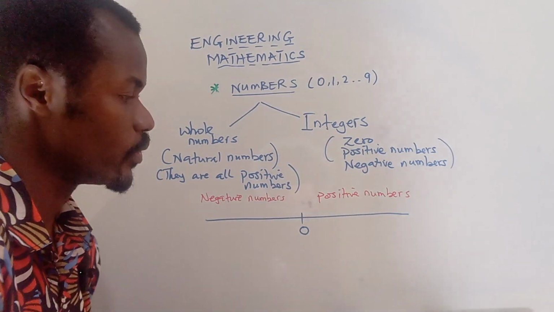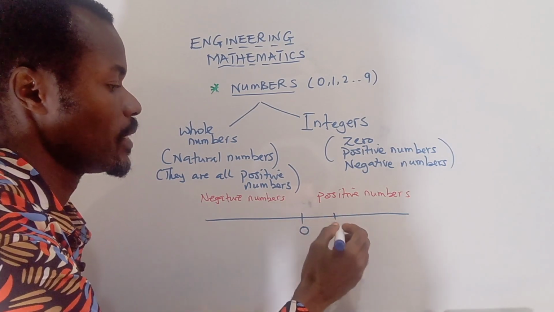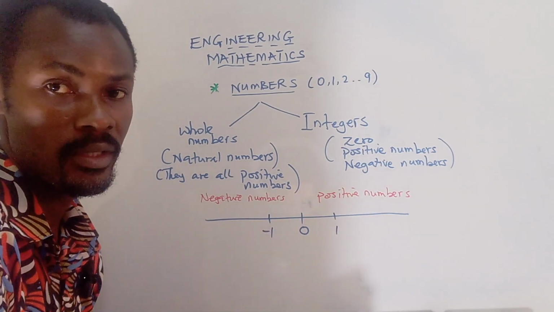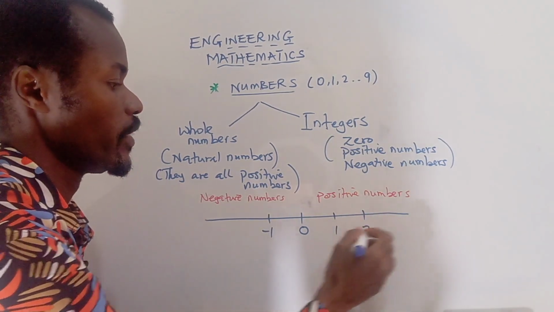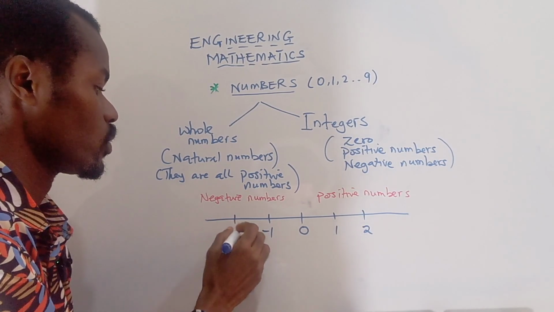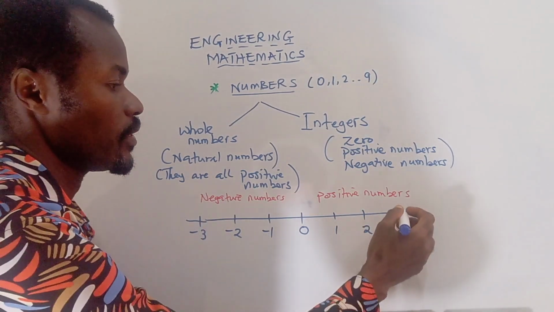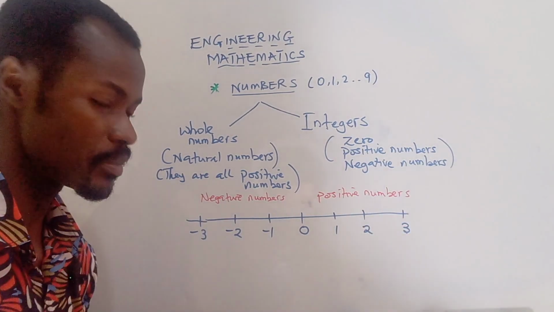So you are going to mark out equal spacing. If I put 1 here, here is going to be -1. If I put 2 here, another equal spacing is going to be -2. If I put -3 here, here is going to be 3.